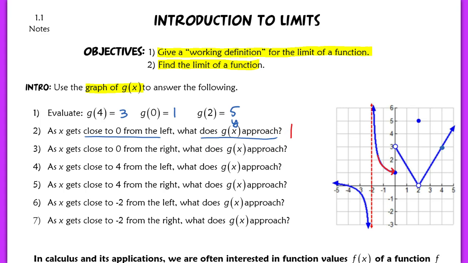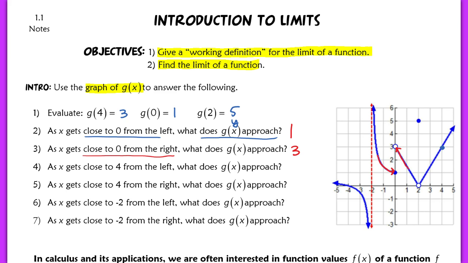Now question 3 is really similar. However, this time we're going to get closer to 0 from the right. So we want to look at x inputs that get closer and closer to 0 from the right-hand side. So we're going to follow that function here and get closer and closer to values of x equaling 0. Notice that the y outputs get closer and closer to a value of 3. Notice g of 0 is not equal to 3, so we're not really evaluating our function. We're just finding what values our function approaches.